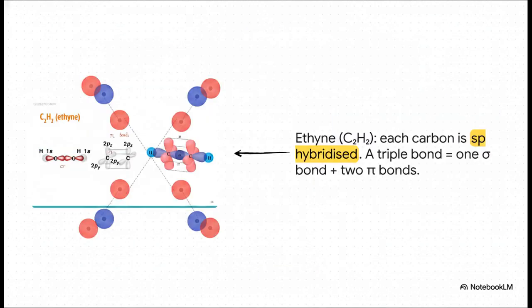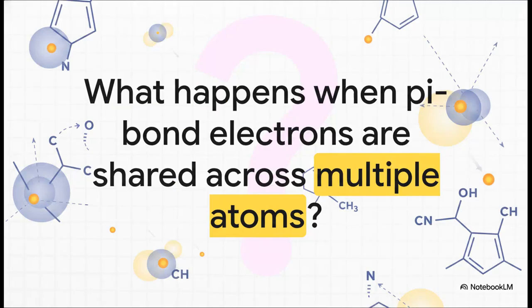Now let's level up to ethene, C2H2. In this molecule, each carbon is sp hybridized, which means it has a linear shape. They form a sigma bond between the two carbons. But since it's sp hybridization, each carbon has two unhybridized p orbitals left over. These then overlap to form two separate pi bonds. And this explains a triple bond perfectly. It is always one central sigma bond surrounded by two pi bonds. And there you have it.